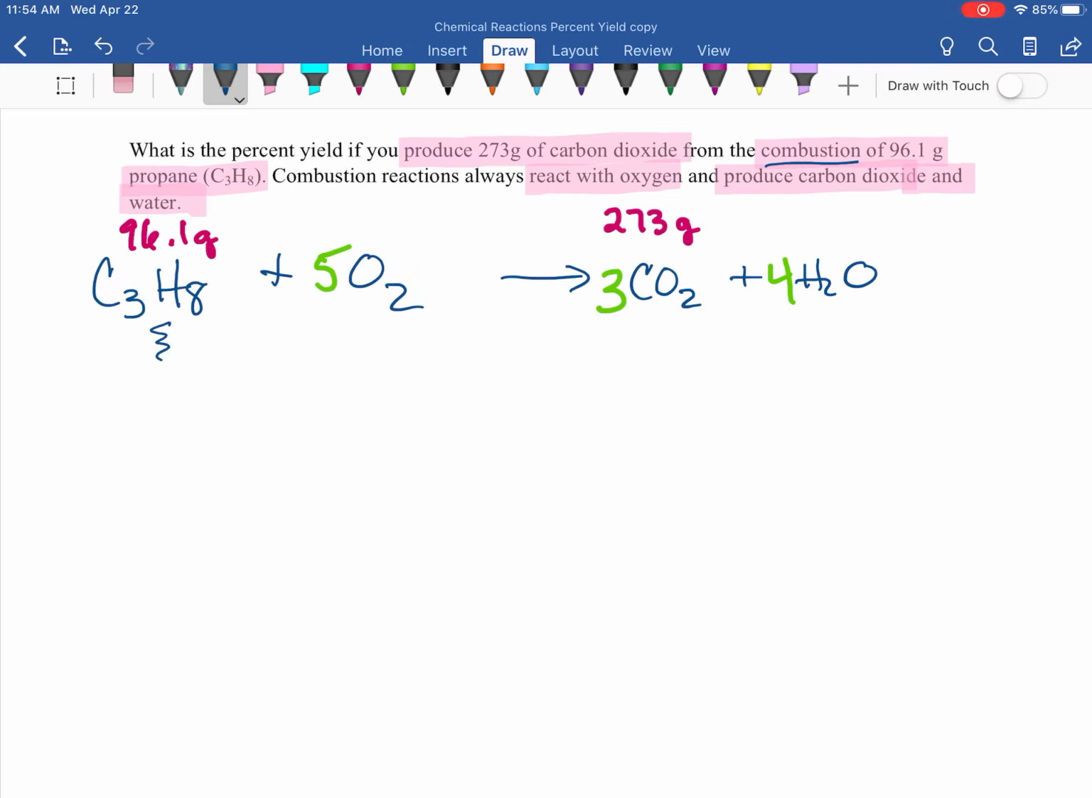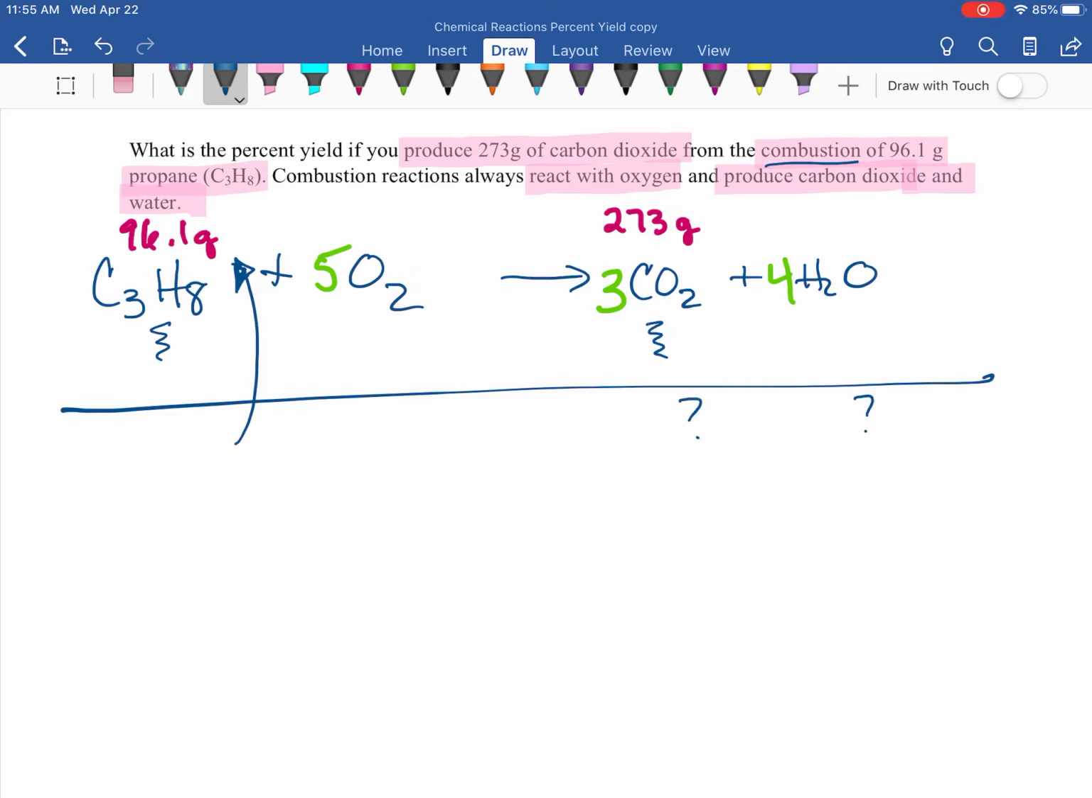Now we can do some math. All right, these problems are some of my favorite problems. Why? Well, we're given a starting material and a starting amount. I love it. We're given 96.1 grams of propane that we're going to light on fire. And we're given what we actually make in carbon dioxide. So which number do you start with? Well, when we write a reaction as is, and all the calculations we've done so far have started with an amount.